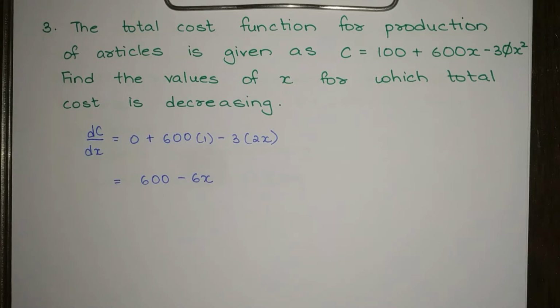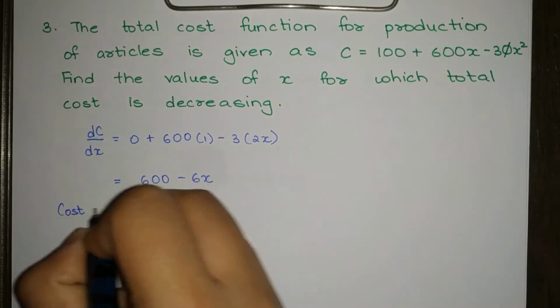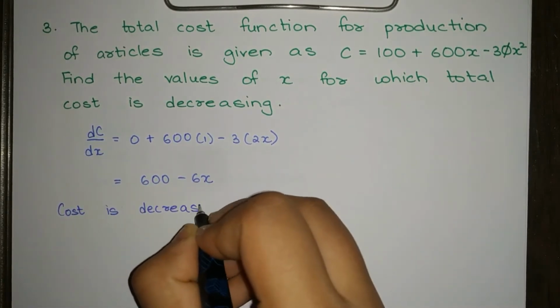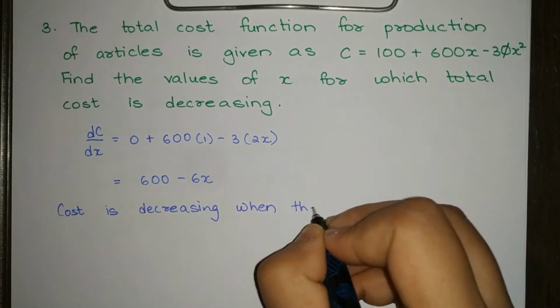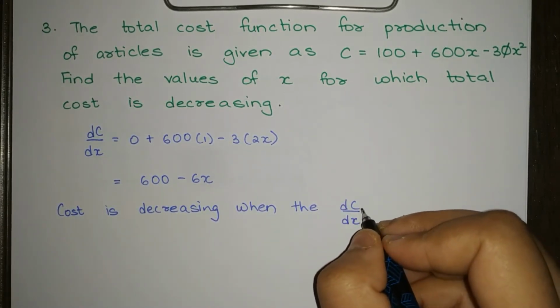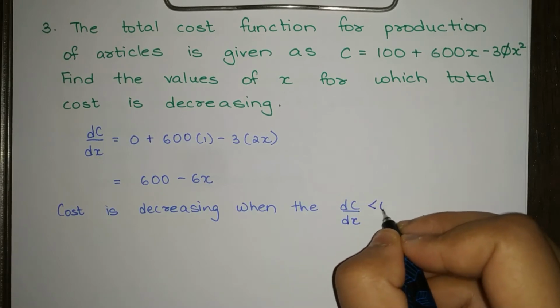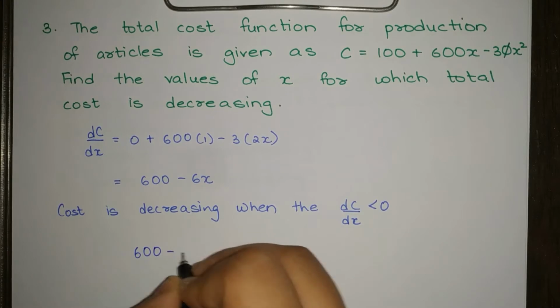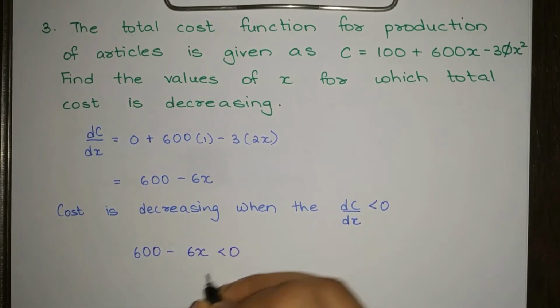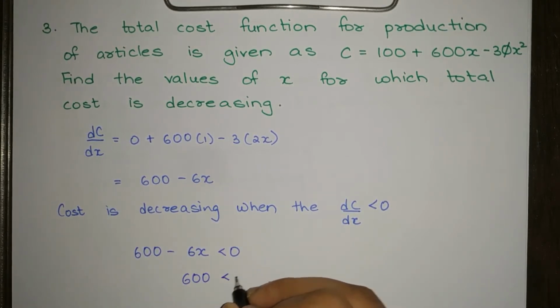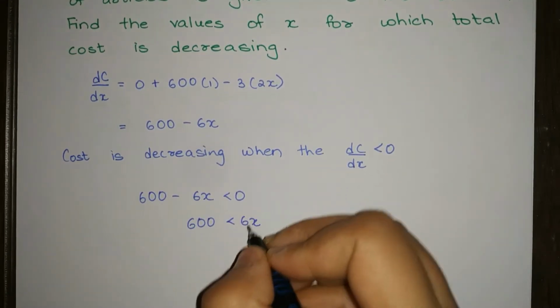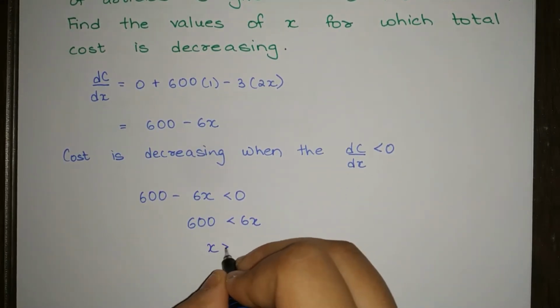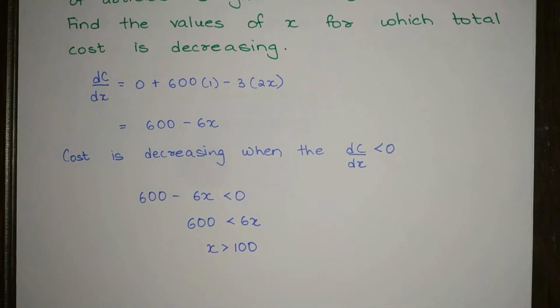Fine. Now this is decreasing when the derivative is lesser than 0. Okay. So therefore 600 minus 6x is lesser than 0. That is 600 is lesser than 6x. Dividing throughout by 6 we get that x is greater than 100. So when x is greater than 100 then cost is a decreasing function.